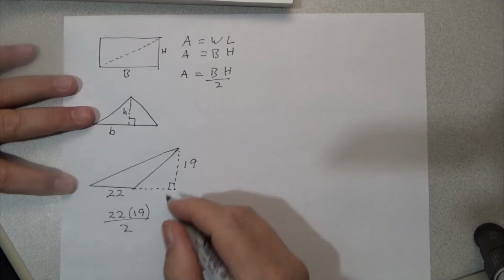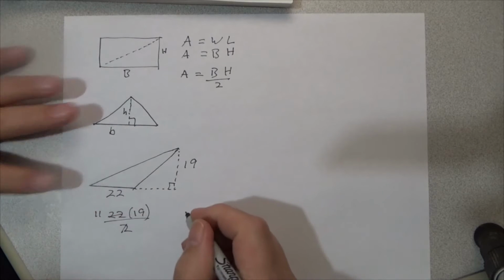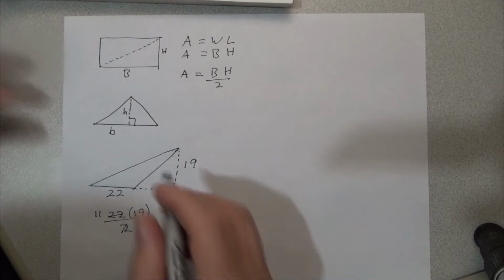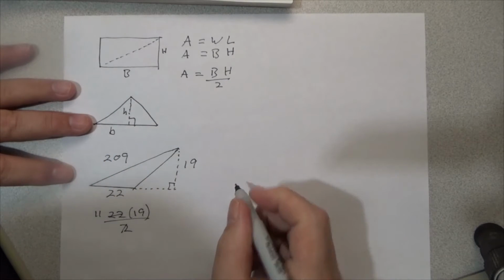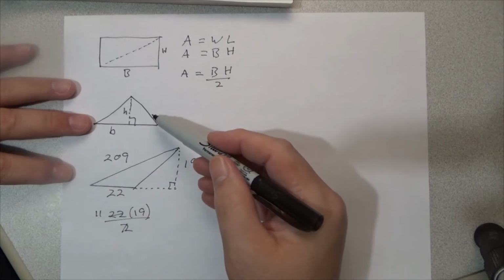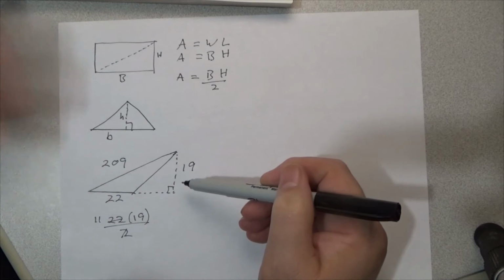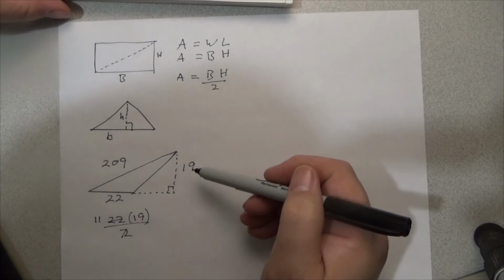Well, let me simplify this. 2 goes into that twice, 2 goes into that, 11. So 11 times 19. You don't always have to do that. It's just kind of convenient sometimes. 11 times 19, 209. So the area of this triangle is 209. So sometimes a triangle can be set up like this, and other times it could be set up like this. Base times height divided by 2.